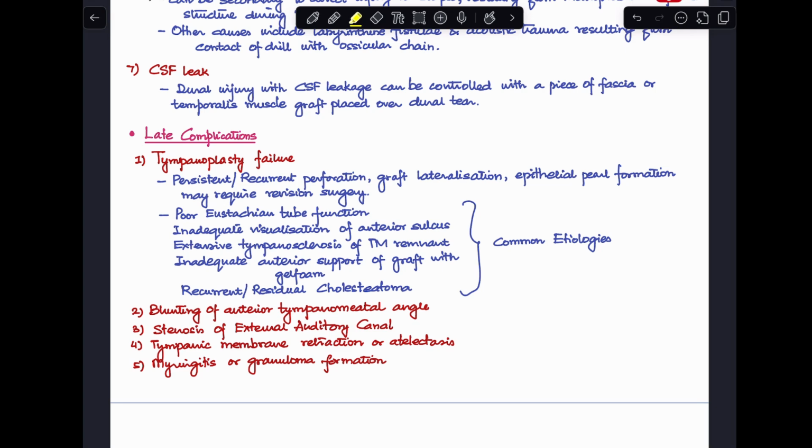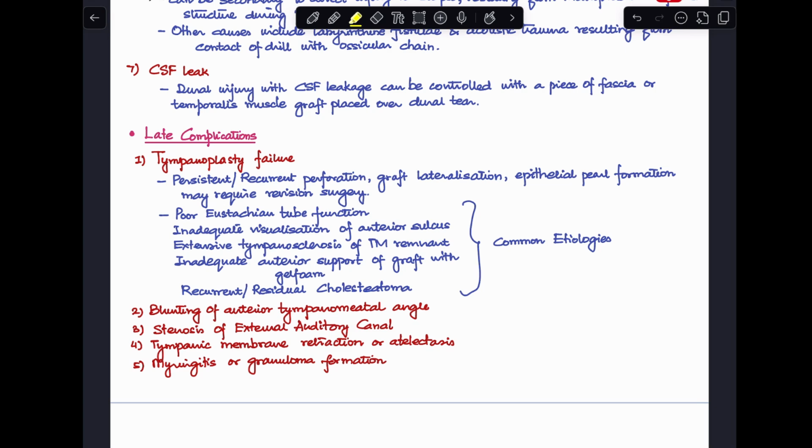The common reasons for failure of tympanoplasty are poor eustachian tube function, inadequate visualization of the anterior sulcus, extensive tympanosclerosis of the tympanic membrane remnant, inadequate anterior support of the graft with gel foam, and recurrent or residual cholesteatoma. So, this is about tympanoplasty failure. Other than this, some lesser or rare complications are blunting of the anterior tympanomeatal angle, stenosis of external auditory canal, tympanic membrane retraction or atelectasis, meningitis, or granuloma formation.